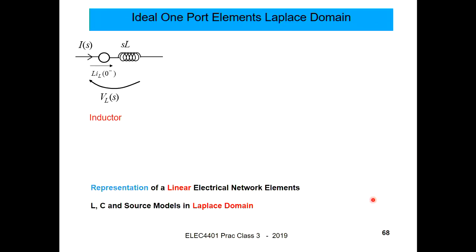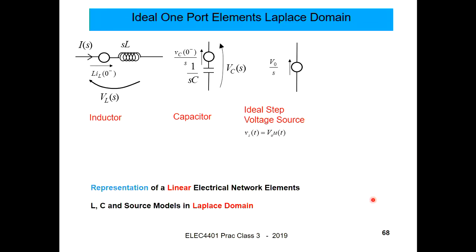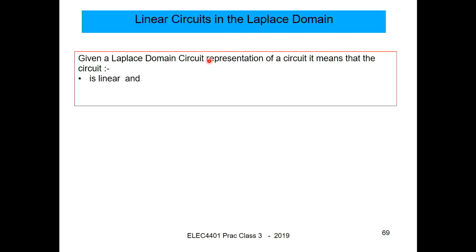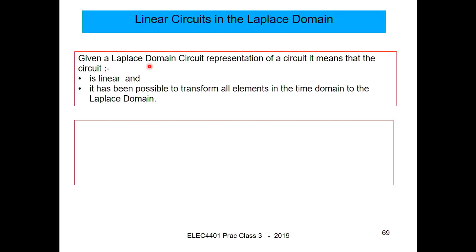Nonlinear elements, diodes, we won't be worried too much about that. In the Laplace domain, the representation of an inductor could be something like this: the actual inductor plus a current source, which is related to the initial conditions. And the capacitor is a capacitor plus a voltage source, which is related to the initial conditions. If you're given a Laplace domain circuit representation, it means that circuit is linear. If it's not linear, you can't have the Laplace domain description. And it means that you can transfer all elements in the time domain to the Laplace domain.